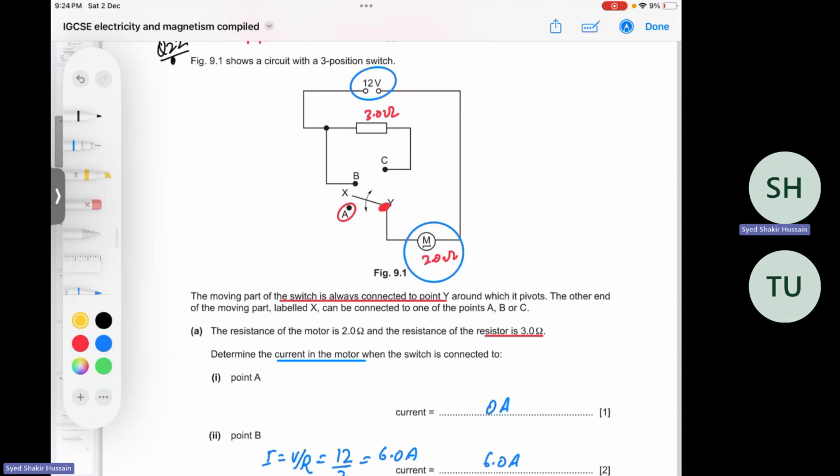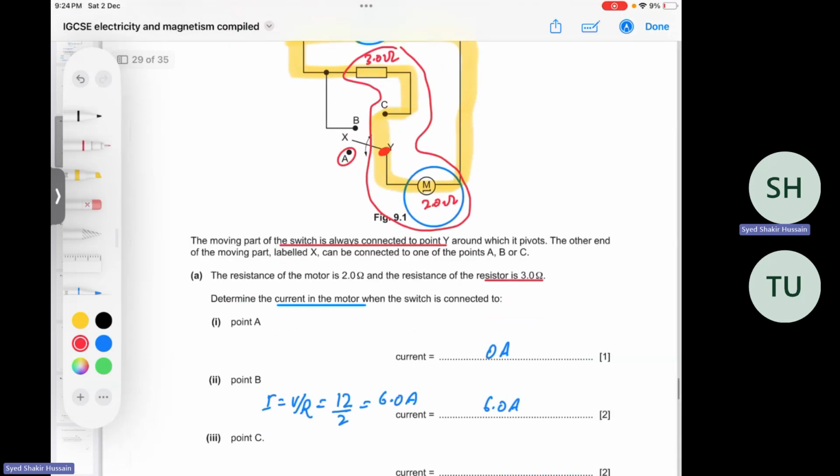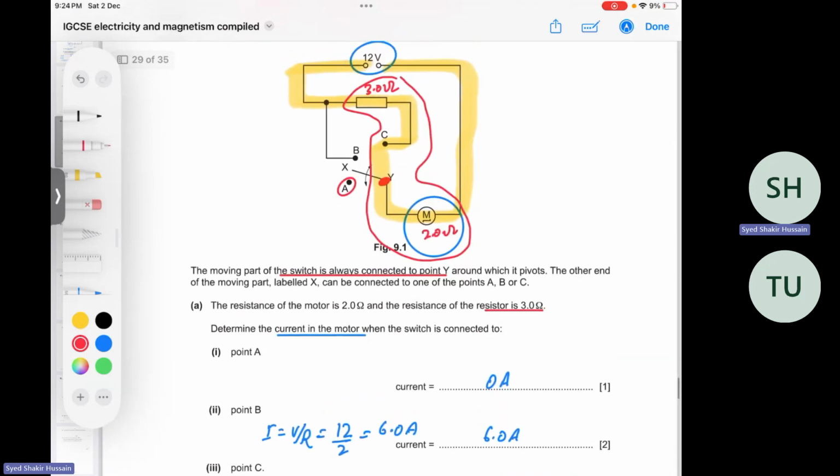It will now travel just like this. Begin from here, go like this, and then it will come out like this, right? Now, what do you find? That this 3 ohms and 2 ohms are connected in series, right? So that means my total resistance is what? 2 ohms plus 3 ohms, that's 5 ohms.